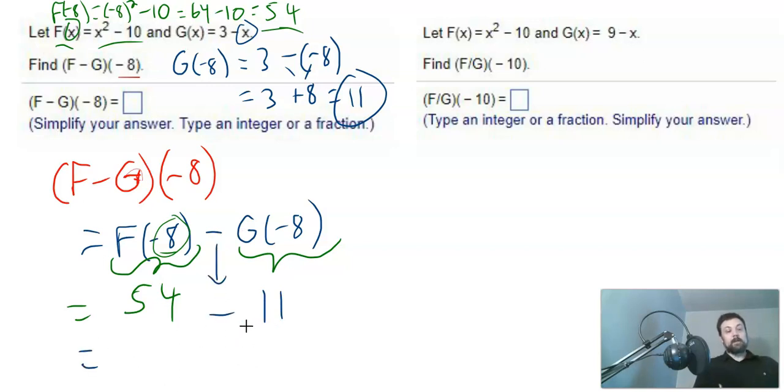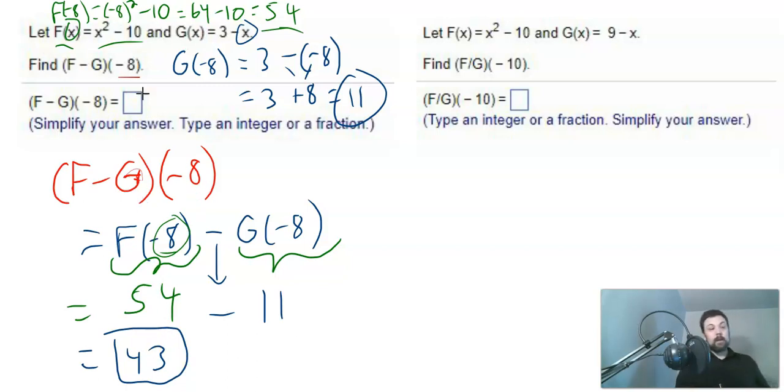So 54 minus 11 is going to be 43. And that's the answer. So f minus g of negative 8 equals 43, and that's what you would type into the box. All right, why don't you give this problem a try?